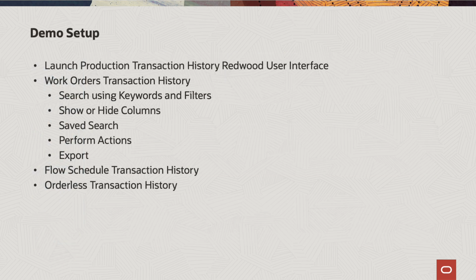Now, let's walk through a short demo of this feature. First, we will launch the Production Transaction History Redwood user interface. We will view the work orders transaction history. Next, we will search transactions using keywords and filters. We will then show and hide the columns in the transaction table. Next, we will create a saved search. We will then perform some actions on the transactions and export the transactions to an Excel file. Lastly, we will navigate to flow schedule and orderless transactions.